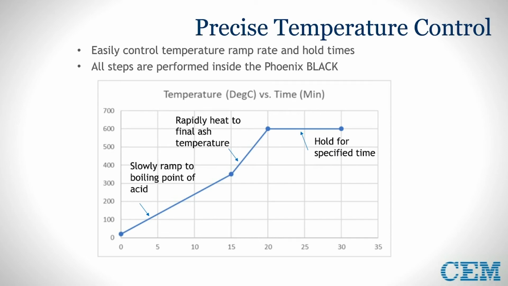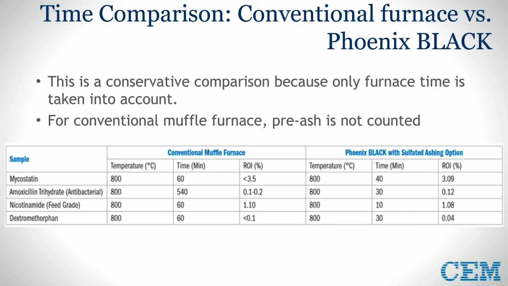So here's a little bit of data to show how this compares to a conventional muffle furnace method. I will point out that when you look at the times associated with each of these tests, this is a fairly conservative comparison because in the Phönix Black column, we are including that pre-ash step as well as the final ashing step, whereas in the conventional muffle furnace, we're only looking at the final ash step.